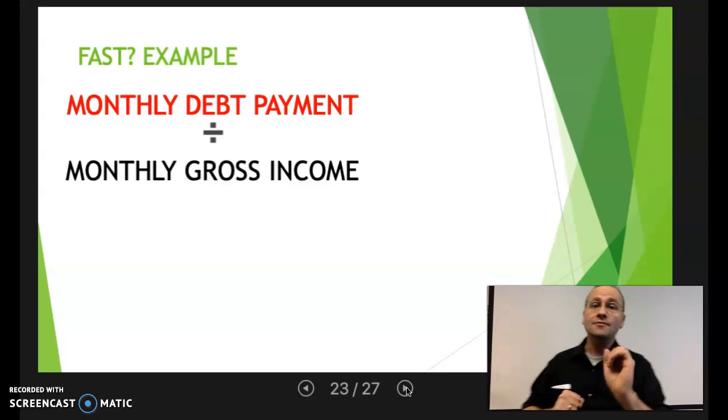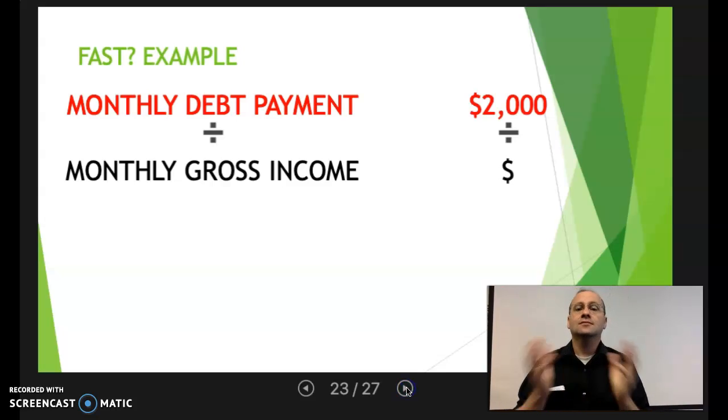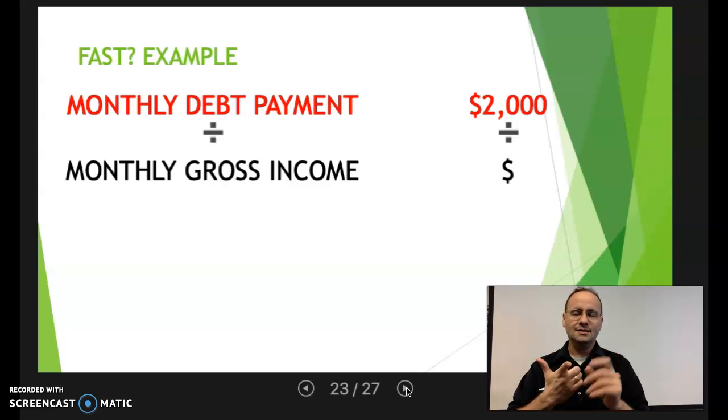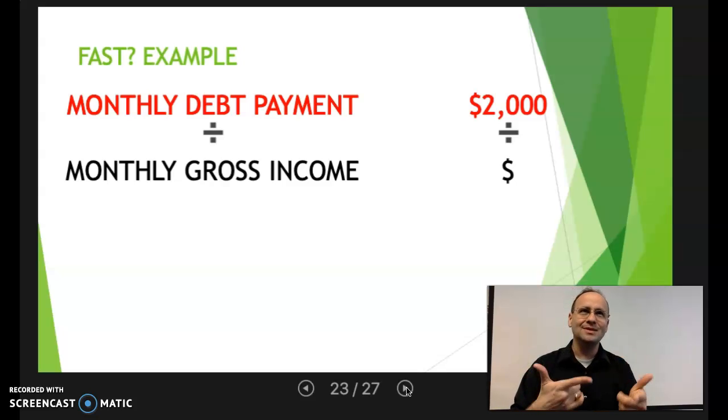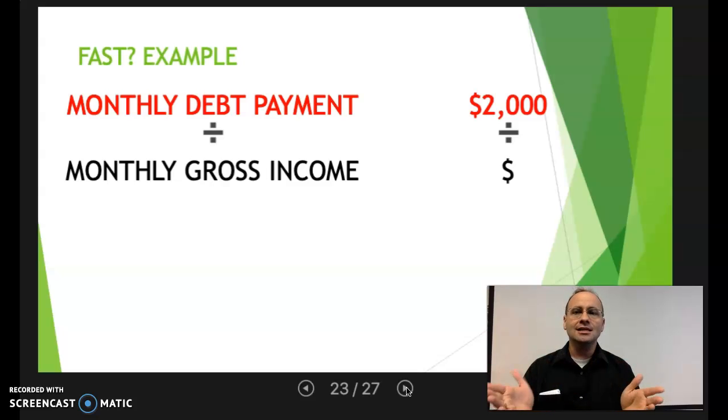So, a fast example. Let's say your monthly debt payments total $2,000, between paying for the car, and when you go shopping and you have a line of credit with the store and you make payments on that. Payments on a line of credit, a credit card, you add all that together, and your total monthly debt payments come to $2,000.